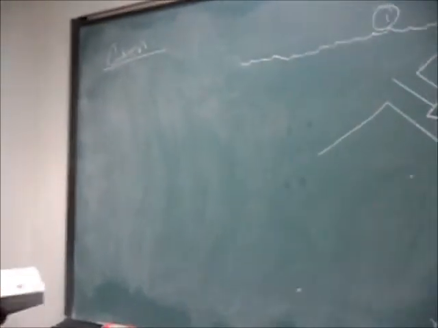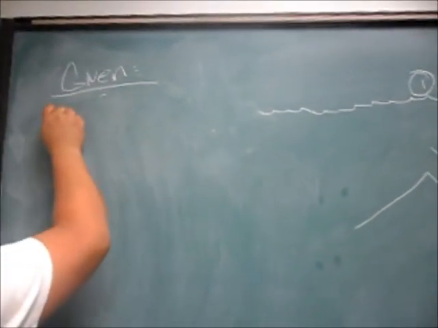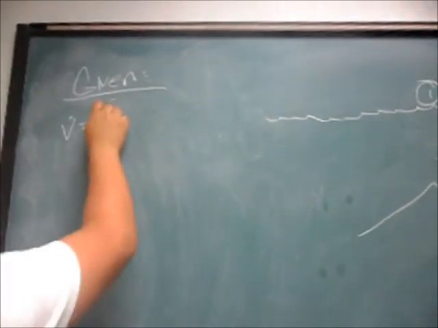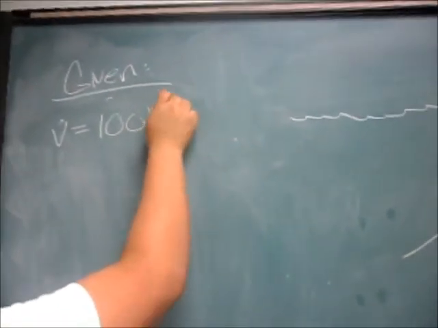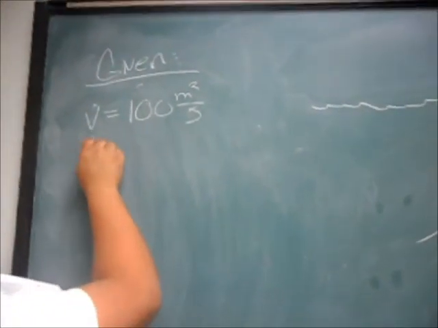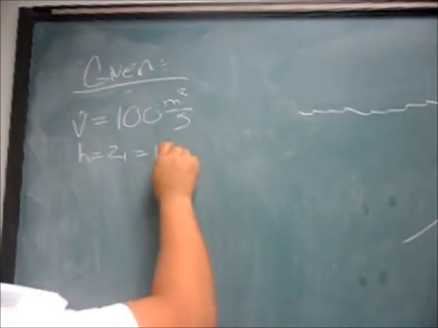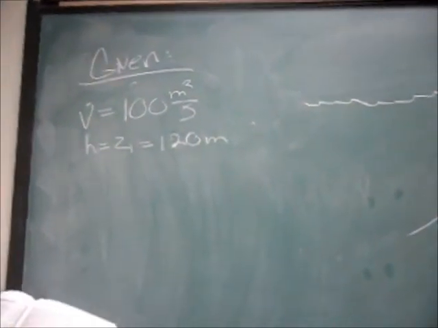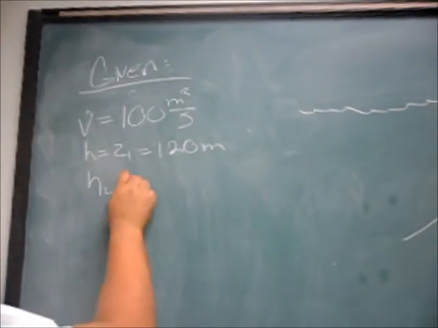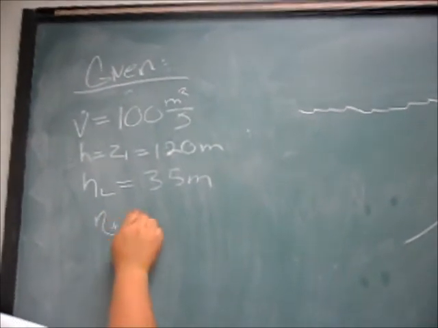So in order to start this problem, we have to first write down our given values that the problem gives us. We start with our volumetric flow rate, which is 100 meters cubed per second. And we also have the height, which can also be called Z1, which is 120 meters. And our head loss, which is 35 meters. And our efficiency of the turbine, that is 80%.